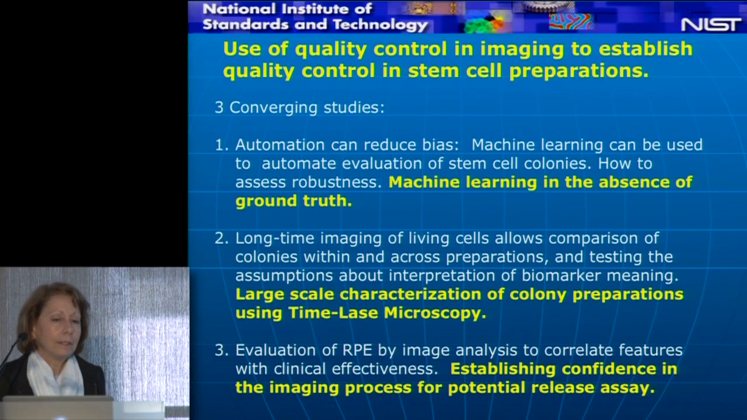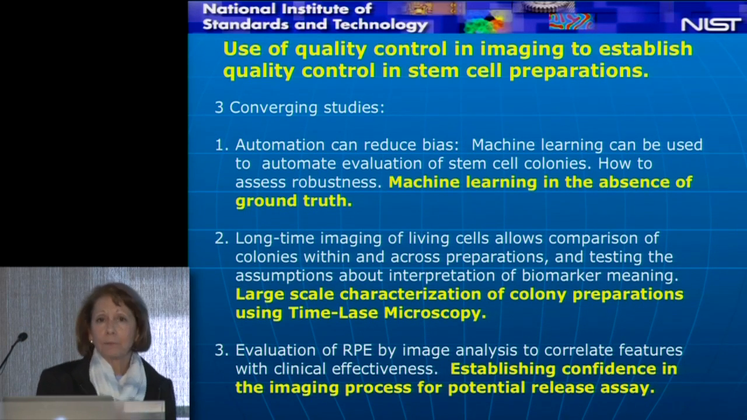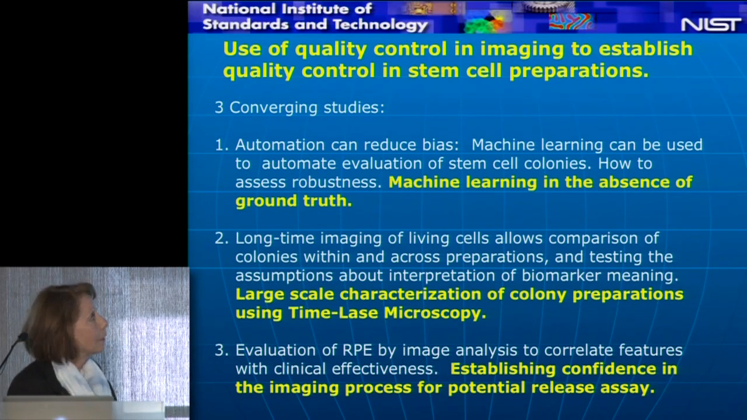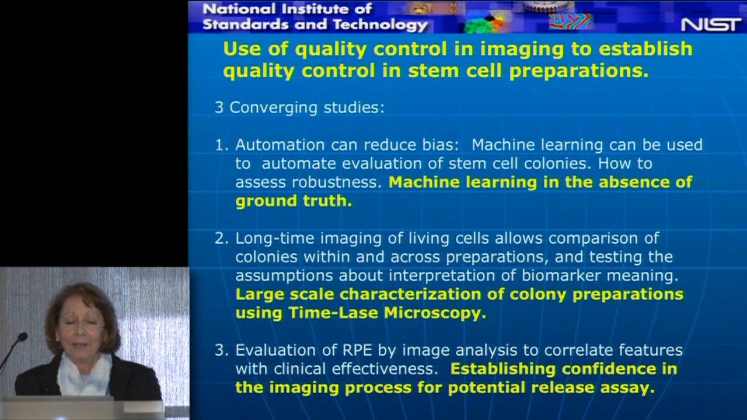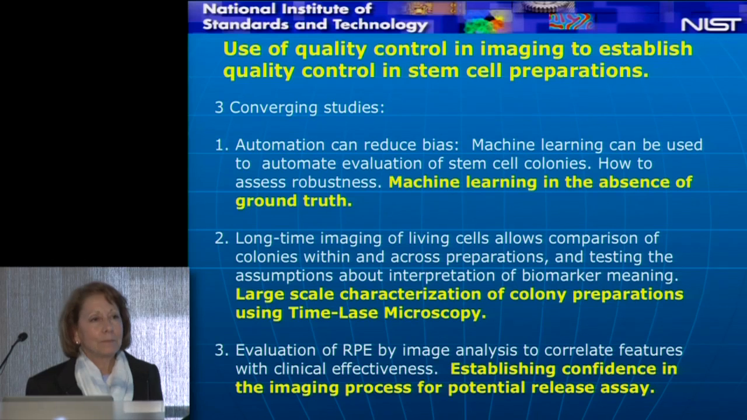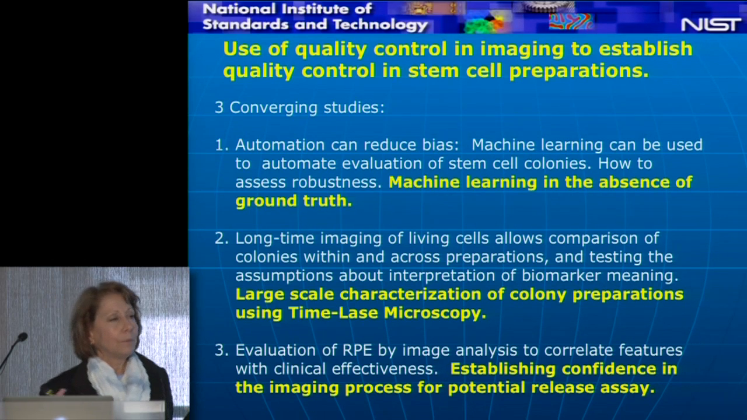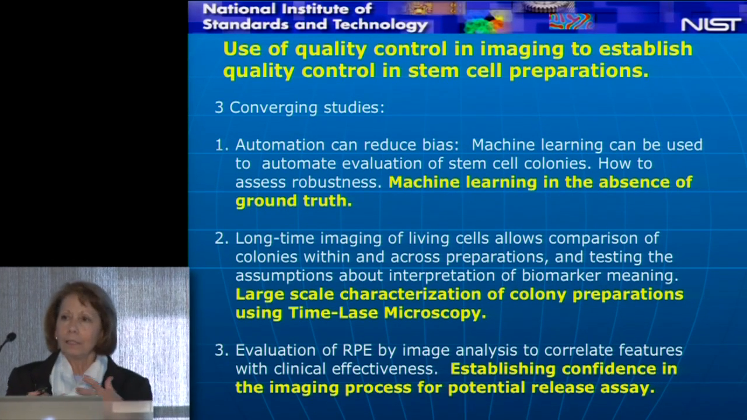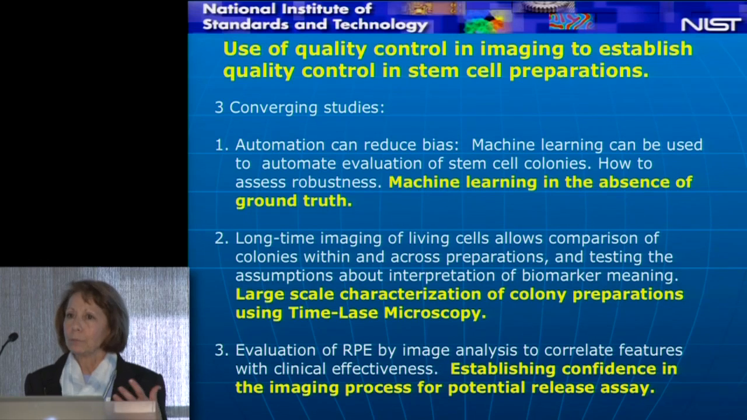The other thing that I want to talk about is some of the time-lapse imaging we do, and I know that this is very popular also by others in this room. One of the beauties about time-lapse microscopy is that you can actually watch individual living cells over long periods of time.